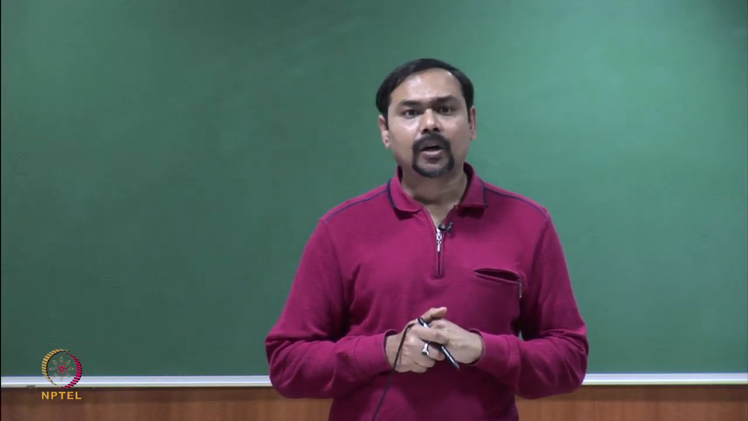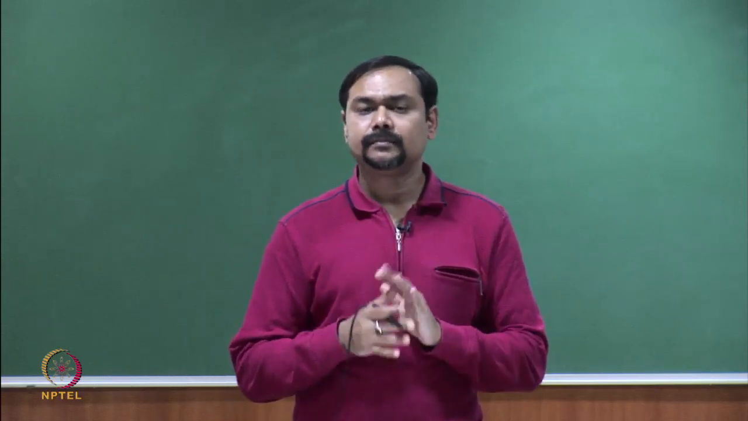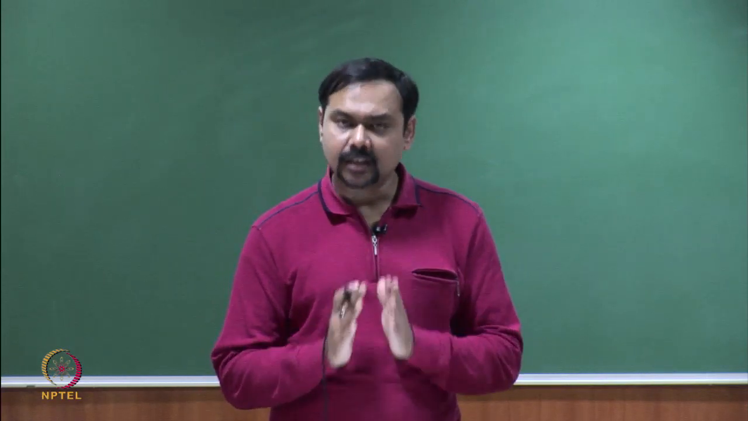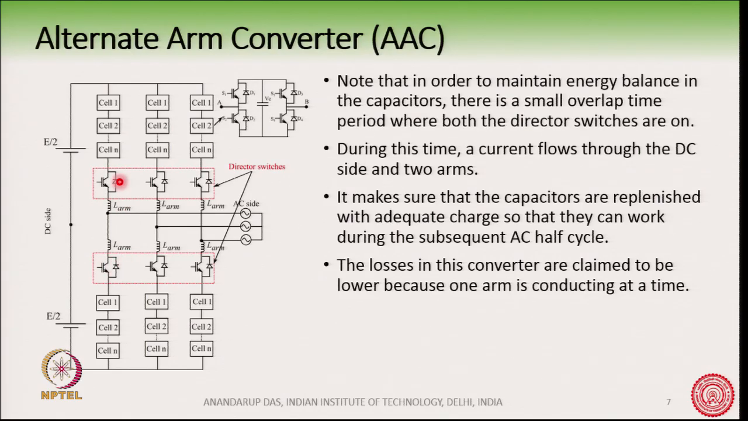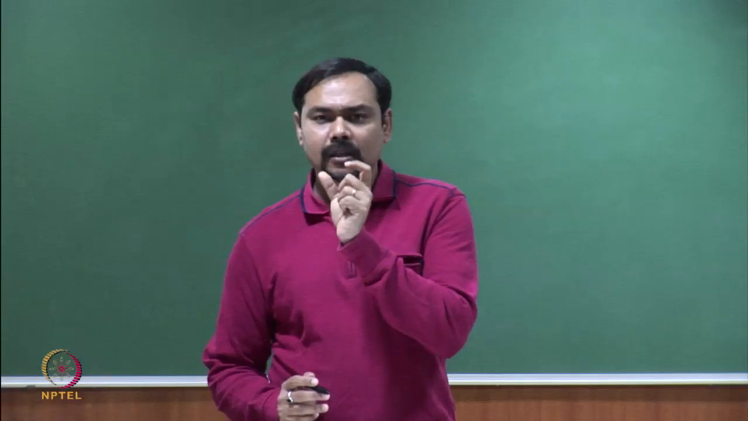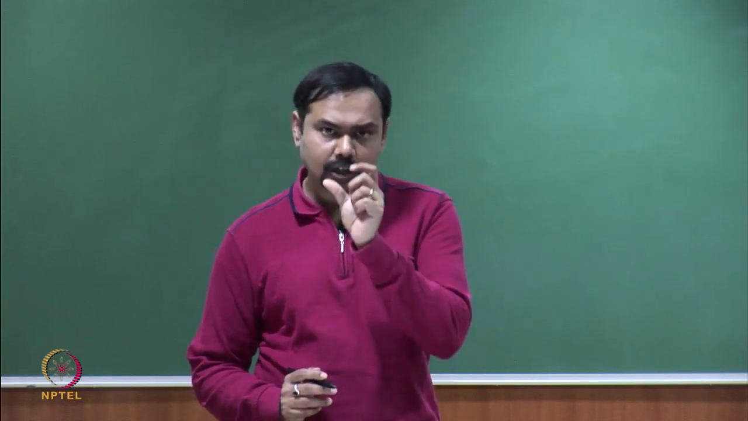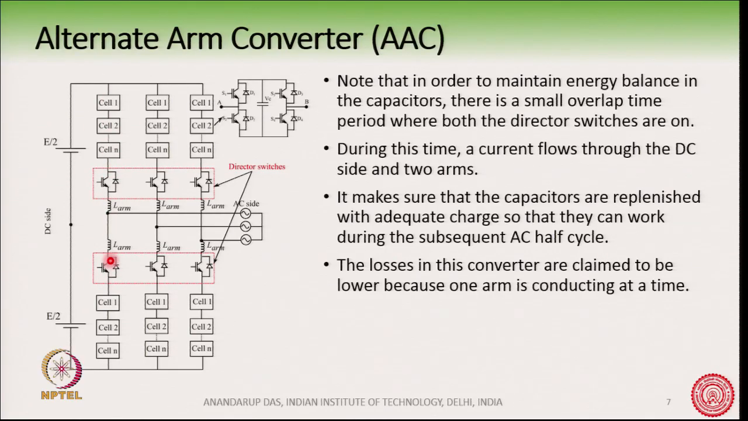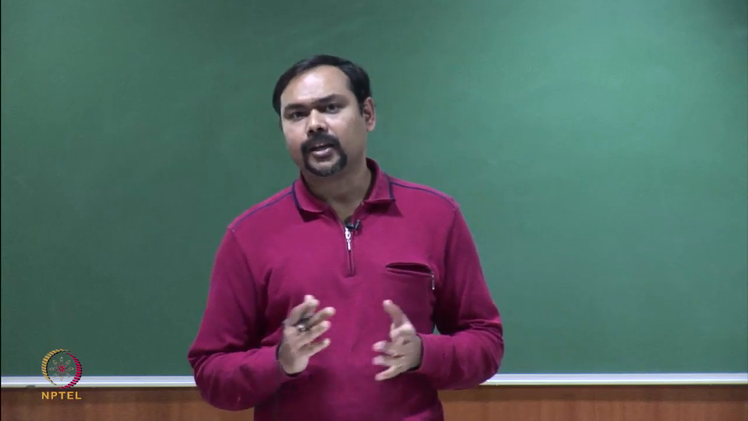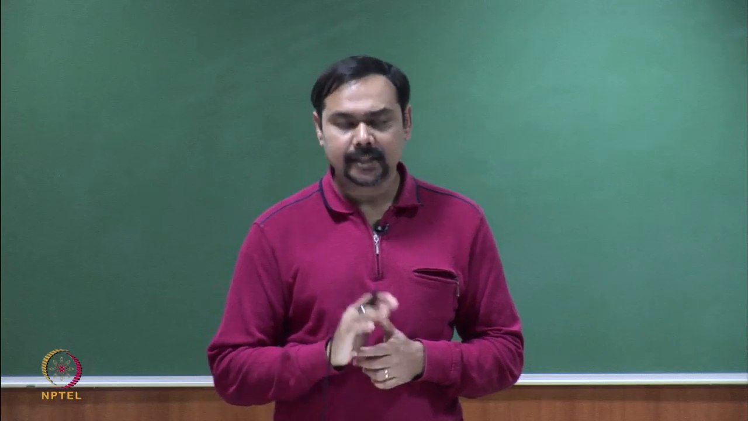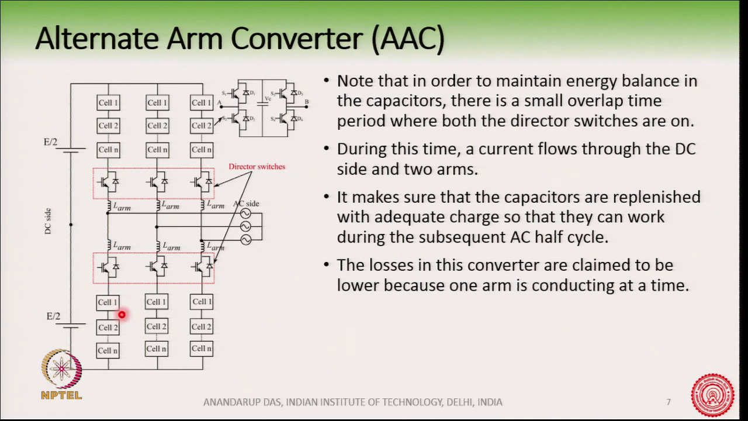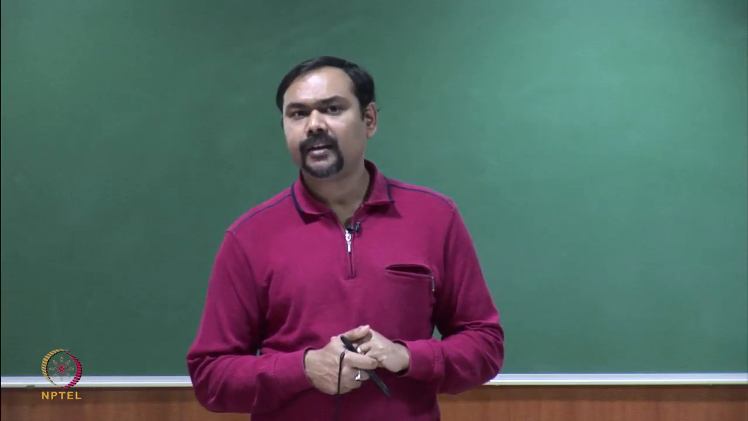However, in this case, what we have done is we are not allowing the DC to flow continuously. Rather, for a short period of time, maybe during the end of the half cycle and the beginning of the next half cycle, we will turn on both the director switches and the current will flow. This will make sure that the capacitors are properly charged up. The losses in this converter are lower, because one arm is conducting at a time in a half cycle. So, in one half cycle this arm is conducting, and in the other half cycle this arm is conducting. You can see in the web there are many publications now coming up on the alternate arm converter.